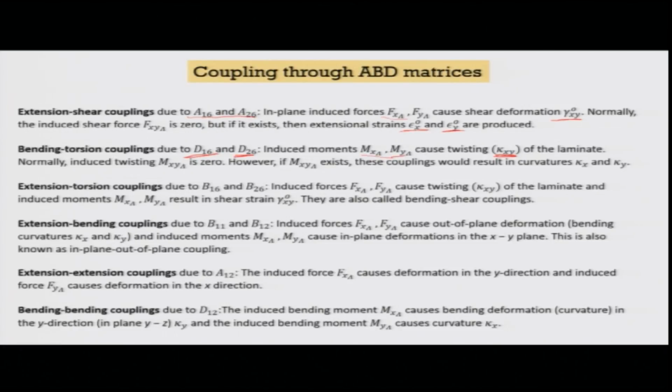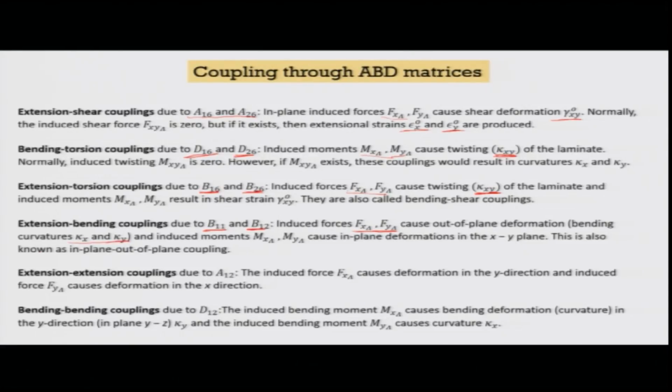And then the extension-torsion coupling. Here it is happening because of the B matrix terms B16 and B26. They will induce forces, and that will in turn create twisting in the system. Similarly, extension-bending coupling is due to B11 and B12. They will induce these forces, and that extensional force is going to create bending kappa x and kappa y.